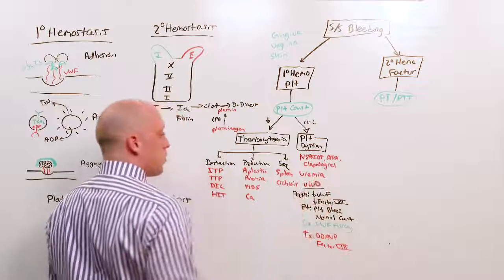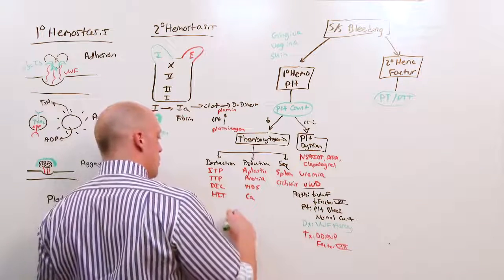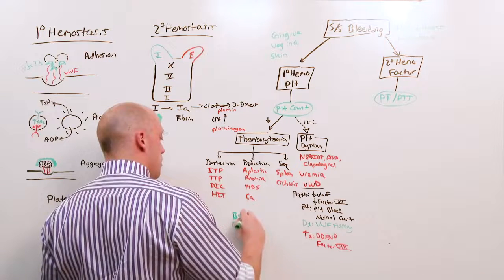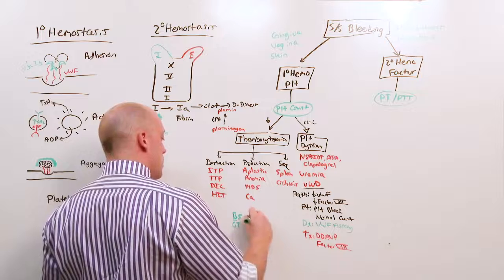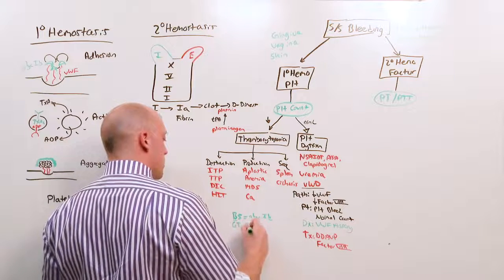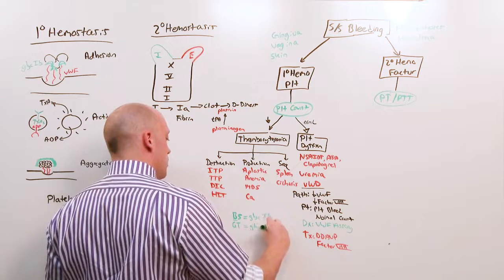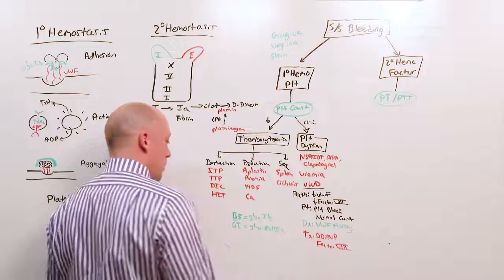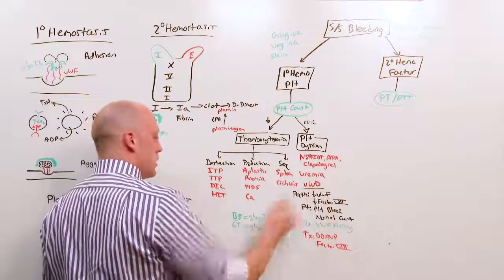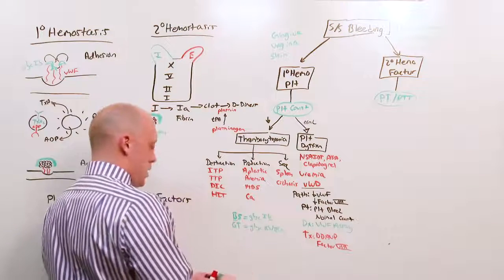In the same category as von Willebrand's disease, though they're super rare, are Bernard-Soulier and Glanzmann's thrombasthenia. Bernard-Soulier has a problem with glycoprotein 1B. Glanzmann's thrombasthenia is the other one, and that's glycoprotein 2B3A. Pay attention to von Willebrand's disease. Just know that Bernard-Soulier and Glanzmann's thrombasthenia exist.